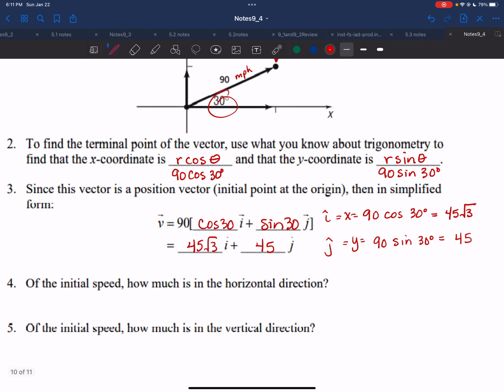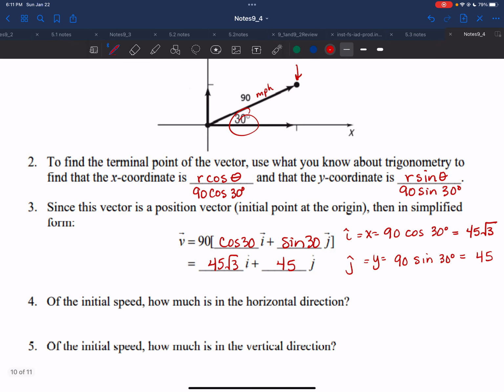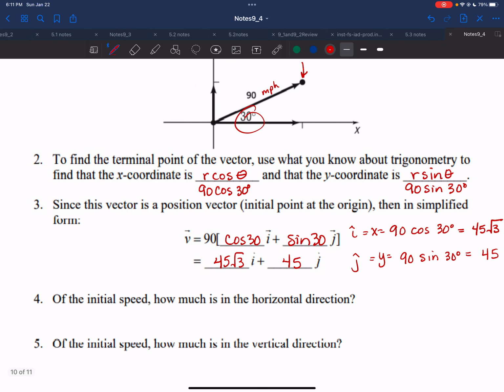Of the initial speed, how much is in the horizontal direction? Well, let's go ahead and take a look. We said that it was 45 root 3. And if I do the math on that and actually put the square root of 3 in there, I get a value of 77.94 miles per hour. What I did was 45 times the square root of 3, which is like 1.73, just shy of 2.